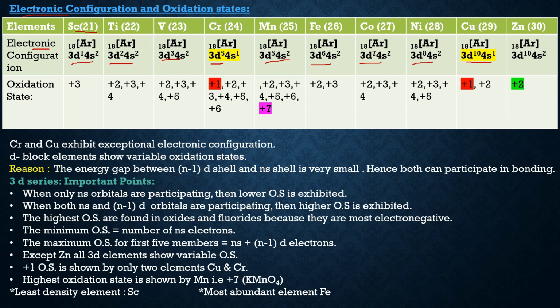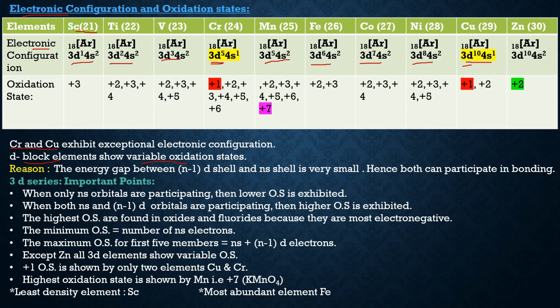So the main point about the electronic configuration is that chromium and copper show exceptional electronic configuration because of extra stability of half filled and full filled configuration. Now coming to oxidation states. D block elements show variable oxidation states, means they show more than one oxidation state.